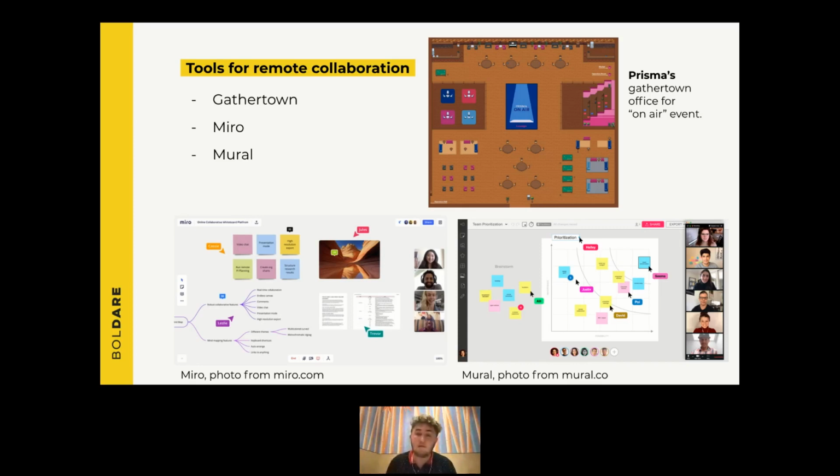So it's a really nice way of taking offices online. And fun fact, just this week Boldare also started using GatherTown as a company, so we can meet each other in our virtual office as well. I really love that.